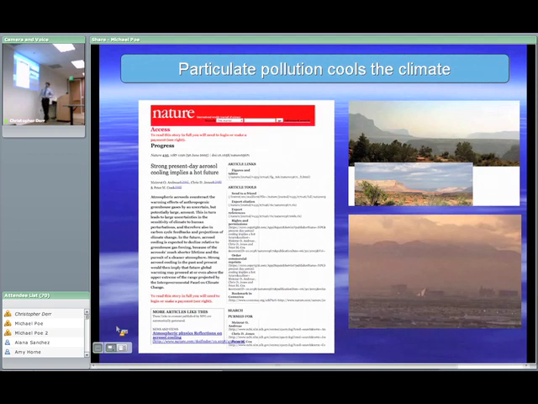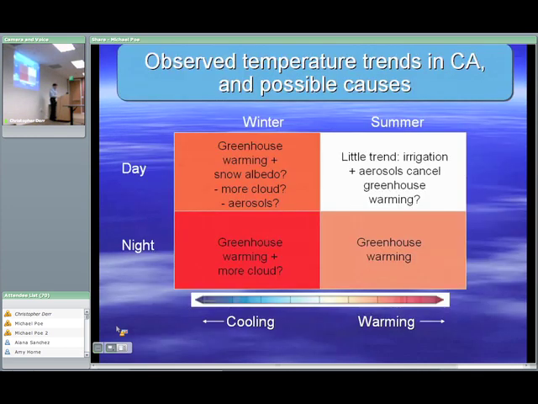This is an article, I don't know if you can read the headline, but it says, "Strong present-day aerosol cooling implies a hot future." That's an important point: I think we've been spared a lot of greenhouse warming up to now by the cooling influence of particulates. As we continue to clean up the air, which is a good thing, we're going to experience more warming.